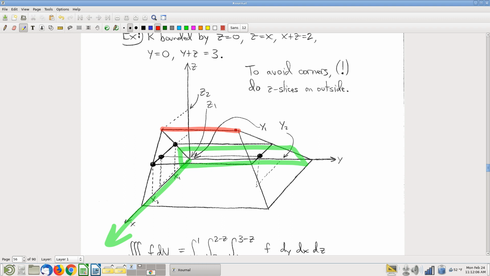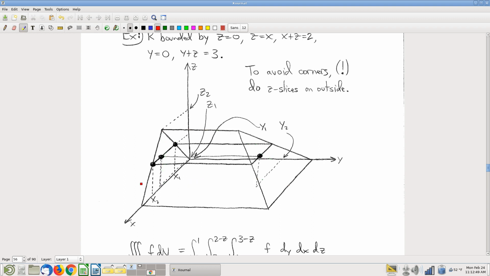Roughly speaking, the problem then is that the upper bound for z, which comes from that face for the first few values of x, will eventually come from this face for later values of x. So same punchline, don't slice through corners. Right? So you can see if you do your x slicing first, you're going to slice through a corner there. So don't do your x slicing on the outside.